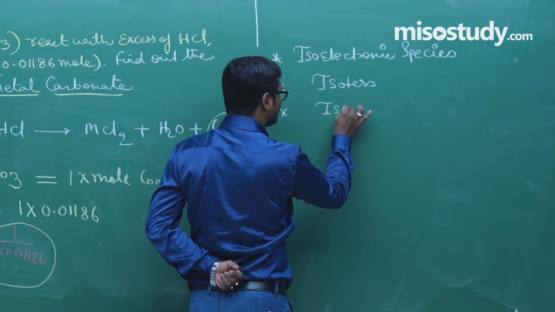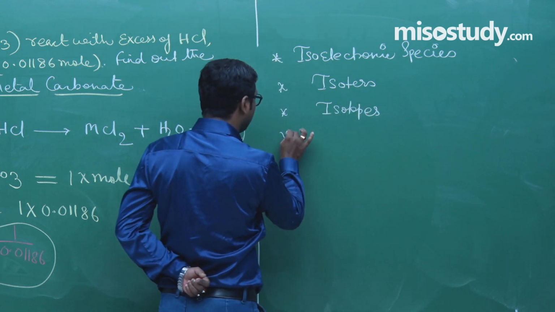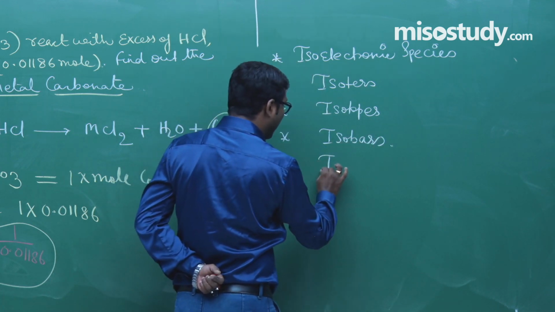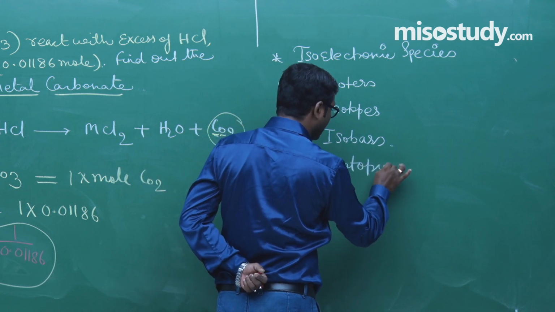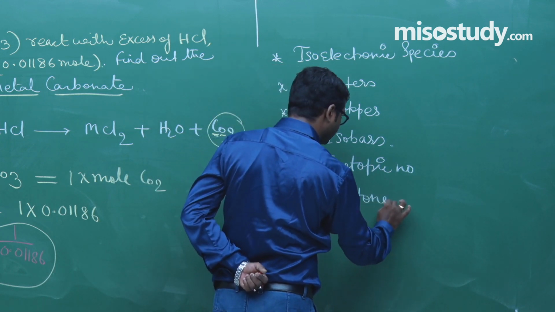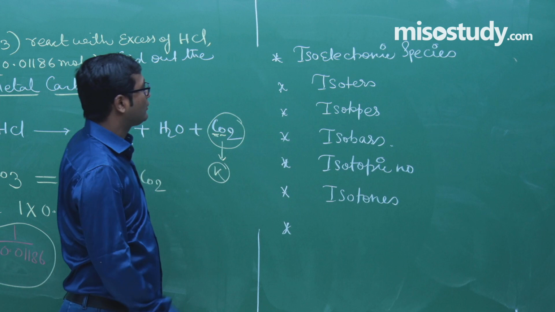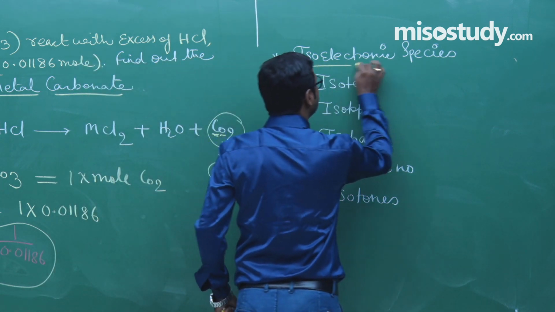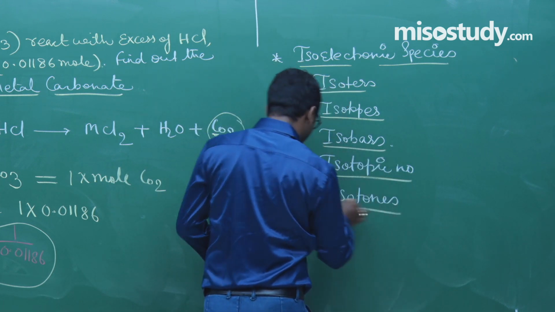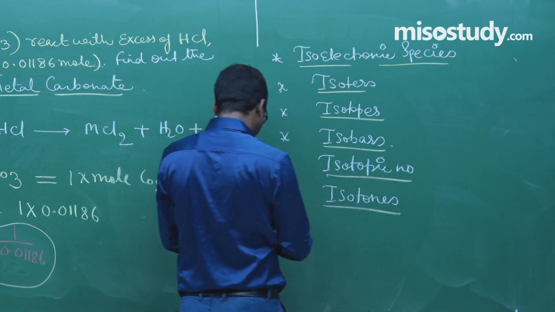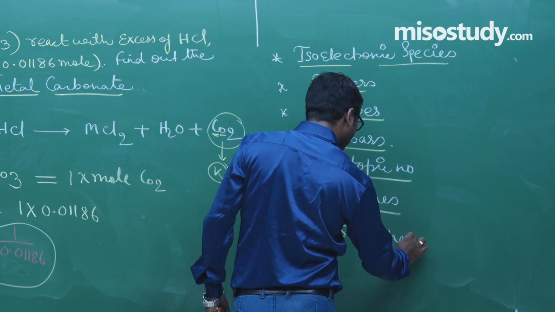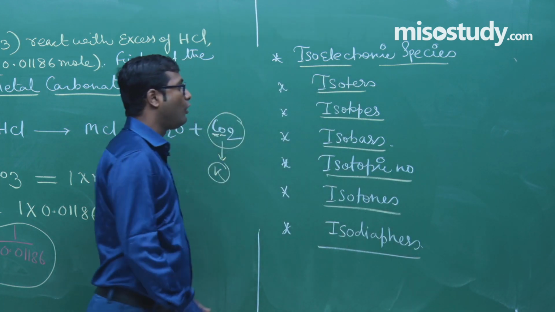We are familiar with isotopes also. We are familiar with isobars. Now, that is isotopic number. How to find isotopic number? Now, this one is isotones. Isoelectronic species. Clear, my friend? Isotopes, isobars, isotopic number, isotones, isodiaphers. Clear to you? Isomers, and so on.